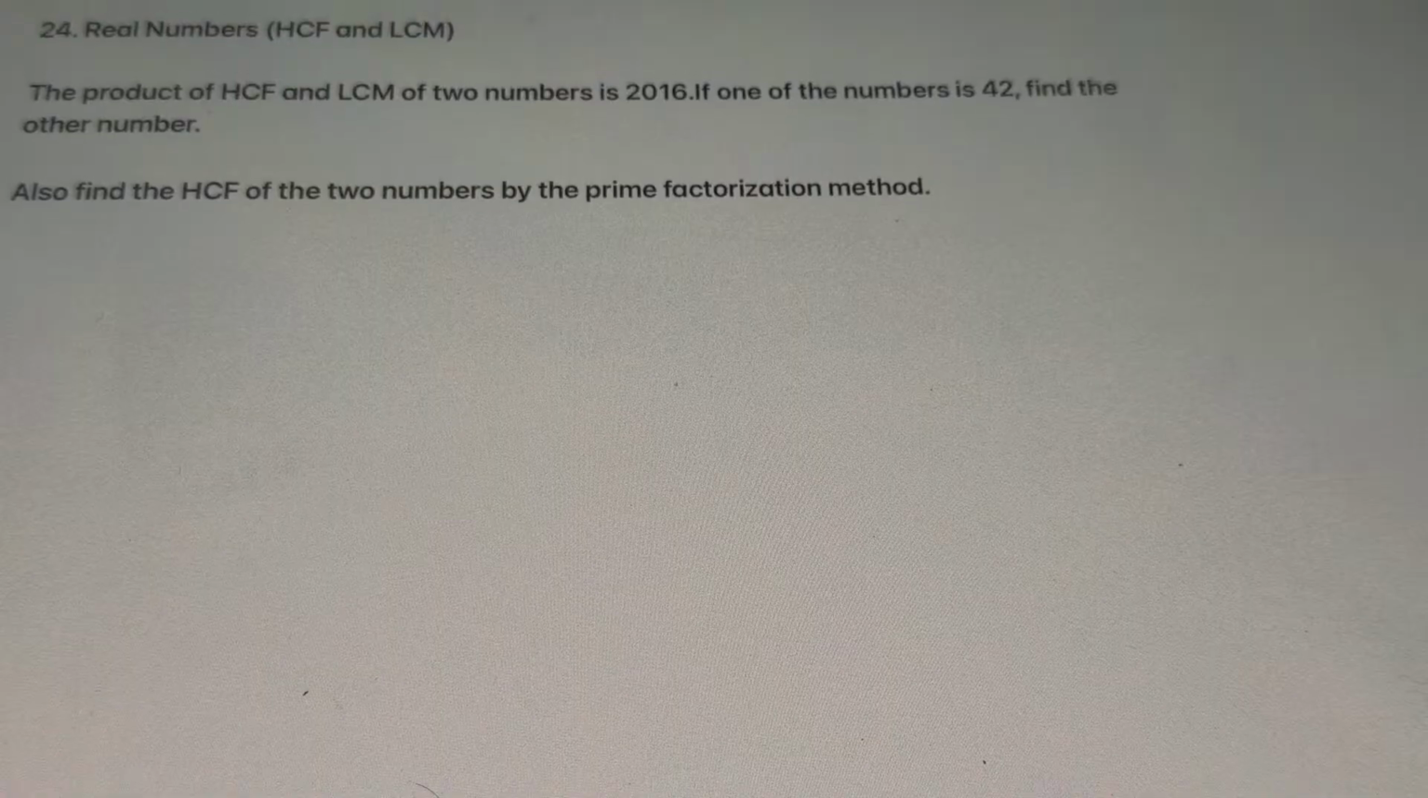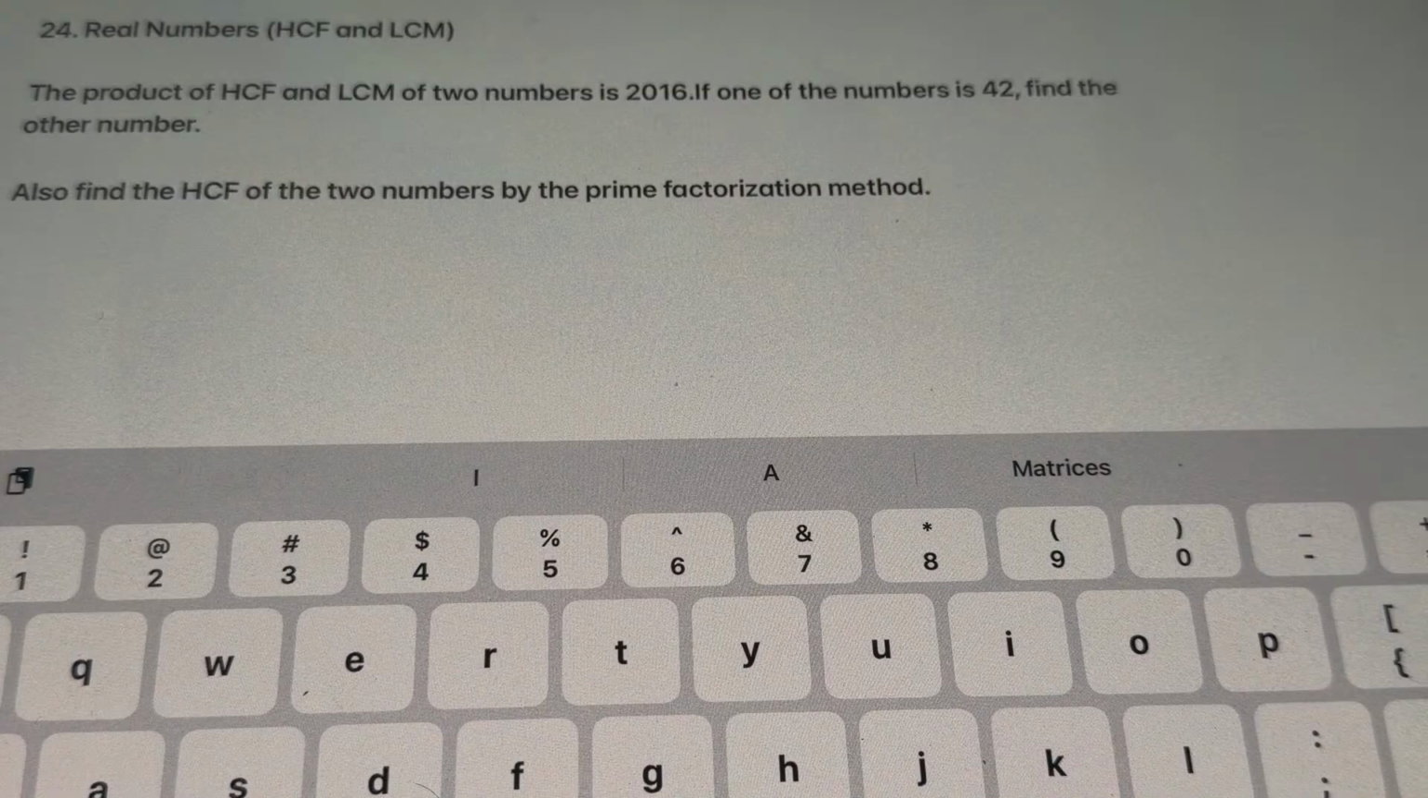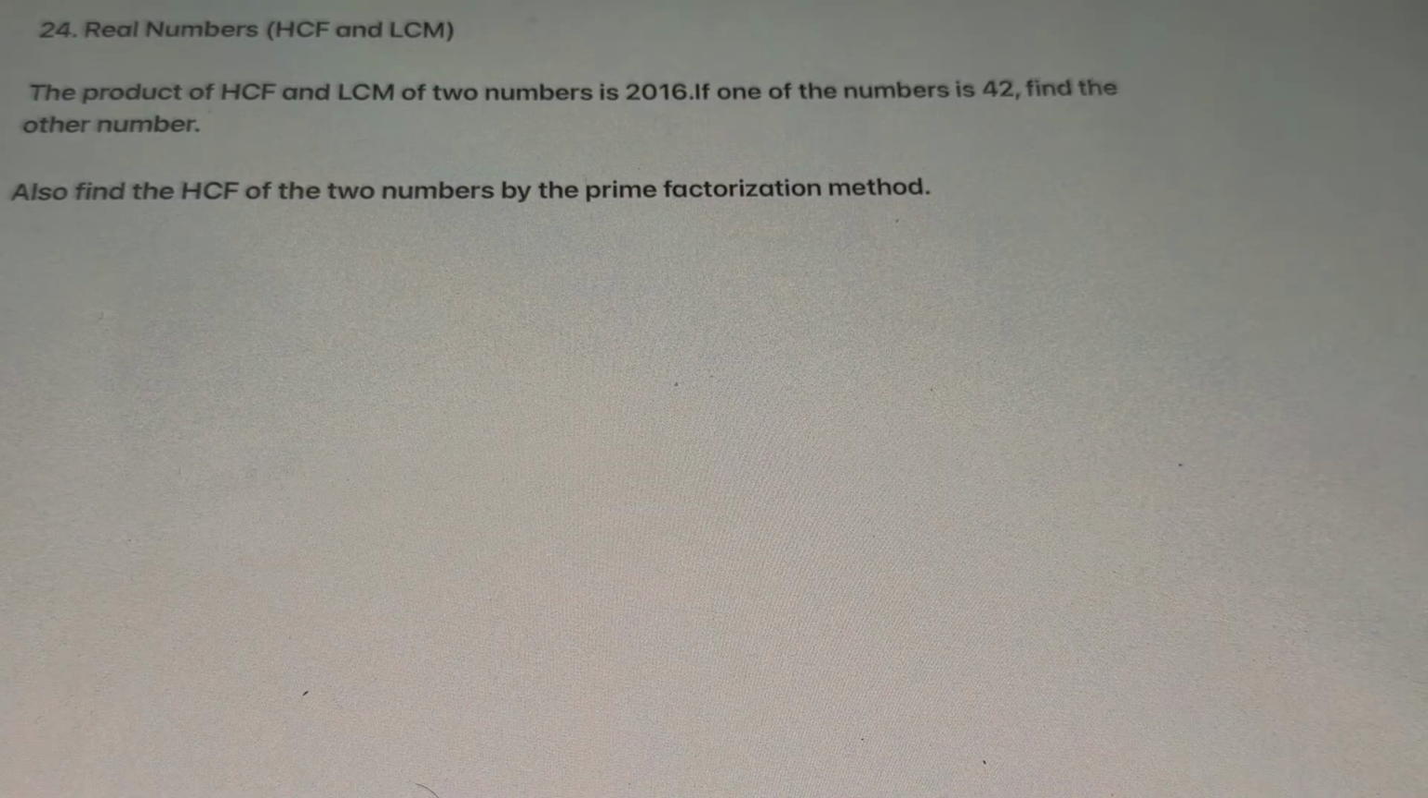The product of HCF and LCM of two numbers is 216. If one of the numbers is 42, find the other number. Also, we need to find the HCF of the two numbers by the prime factorization method. So first we need to write the given values. The product of HCF and LCM is 216 and one of the numbers is 42.